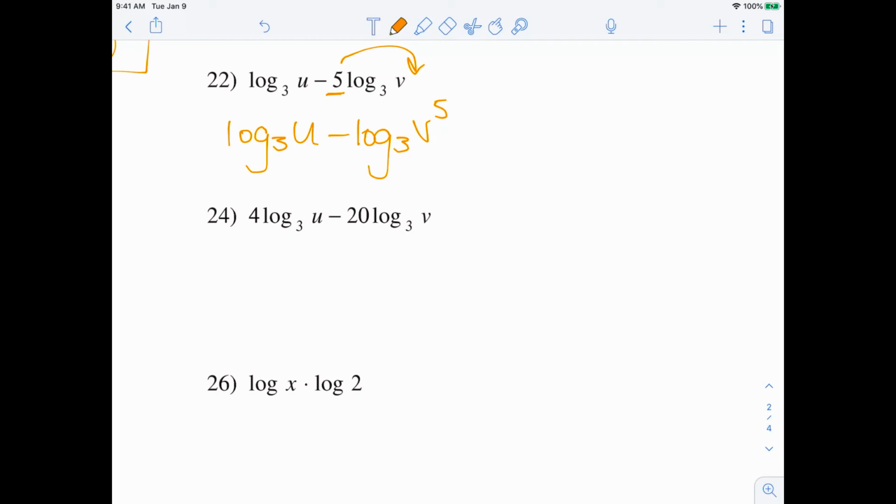Because I am subtracting, again, we condense them to a single logarithm by dividing, and I'll divide u by v to the 5th. Since u came first, that will be in the numerator, and since v to the 5th came second, it'll go in the denominator. So it becomes a single logarithm, just log base 3 of u over v to the 5th. And that is my final answer.